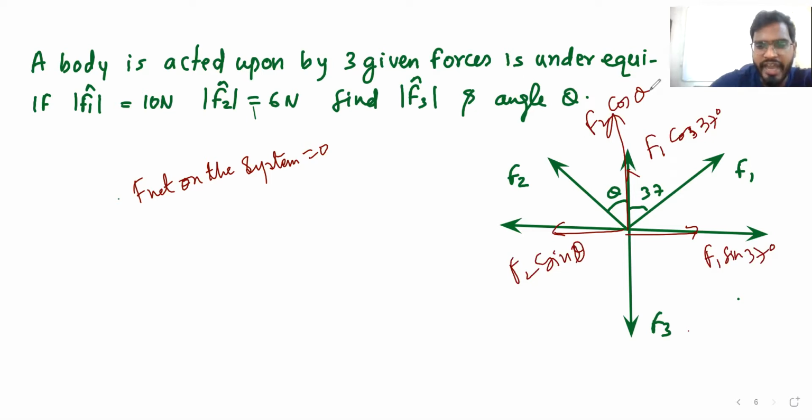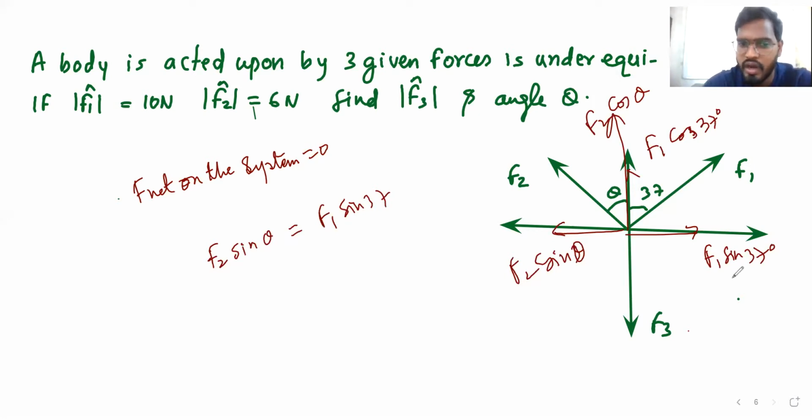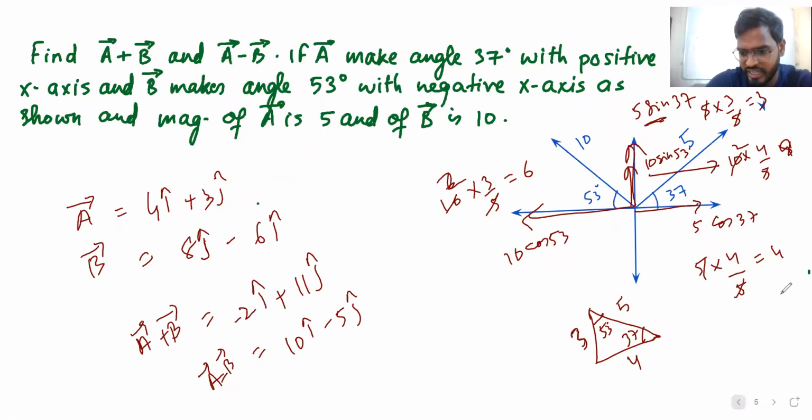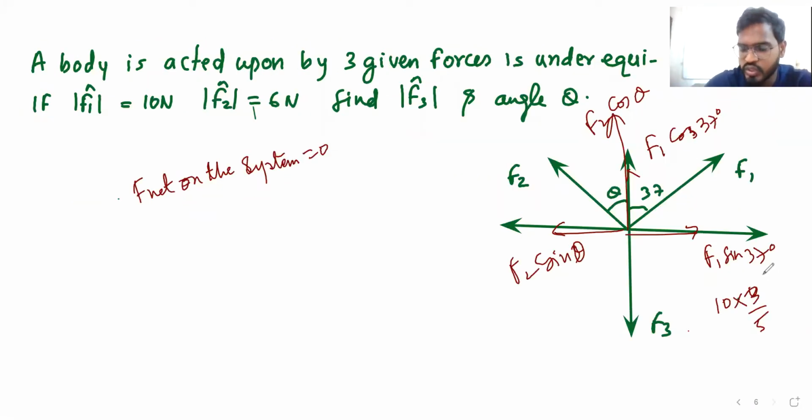So F2 sin theta is equal to F1 sin 37. A body is acted upon by three given forces under equilibrium. F1 is 10 Newton, F2 is what? Values are also given, so we can find this value and put the values here. F1 is 10 Newton, sin 37. Sin 37 we know is 3 by 5, in this triangle, right? So 3 by 5 of 10, we get 6 Newton force.